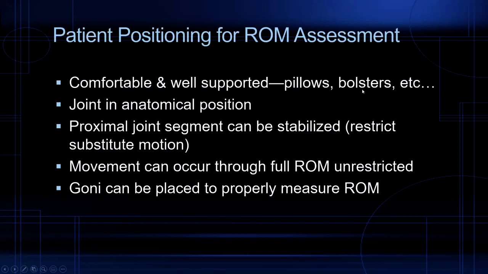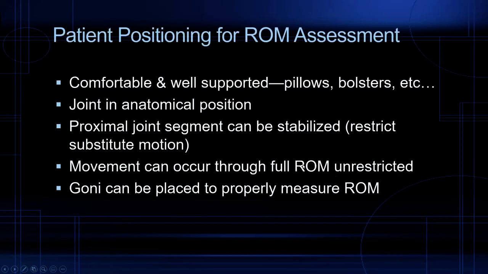Usually, like for shoulder external rotation, I'm thinking just as an example, you always use a little rolled up towel underneath their humerus, because then that puts the axis, which is the olecranon, at a better position for you to measure, okay? Ideally, you have the joint in its anatomical position, okay? Anytime that you need to stabilize, you want to stabilize at the proximal joint segment so that you restrict any substitute motions, okay? And then you want to make sure that they're positioned well so that you can actually move the joint through its full available unrestricted range of motion.